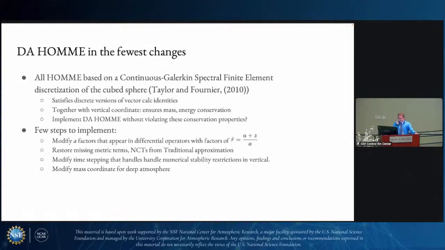So we wanted to implement the changes to the dycore in the simplest way possible. HOMME and SE share horizontal numerics, and we wanted to not violate the conservation properties. So we made this list of changes. The main change here is that it's harder to do in a mass-based coordinate model, and I can talk about those details offline.